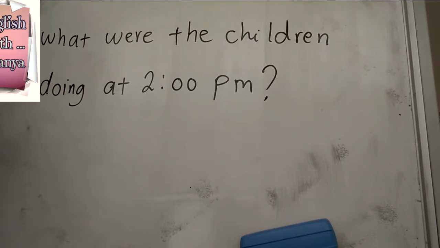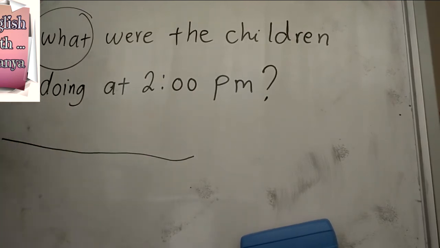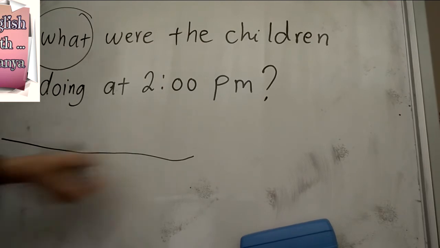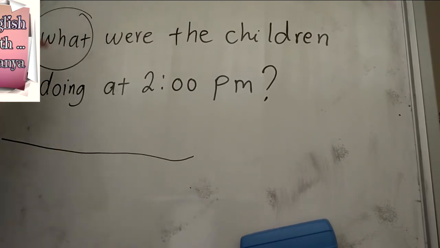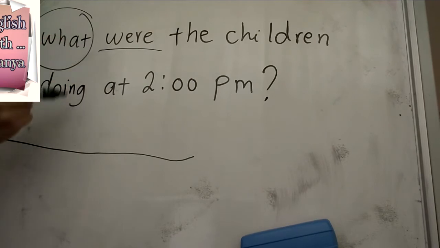What were the children doing at 2 p.m.? This question is related to WH questions. As I told you before, if you have a WH question, that means the answer has to be a detailed one. You need to provide a detailed answer, right? So this is if we start with WH, and then we have "were," and then we have "doing," which is the ing form.